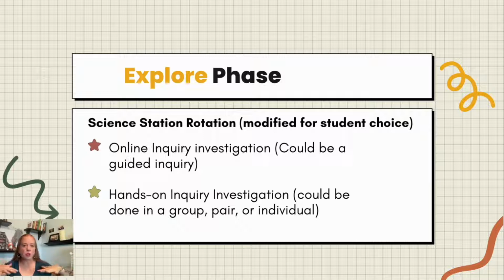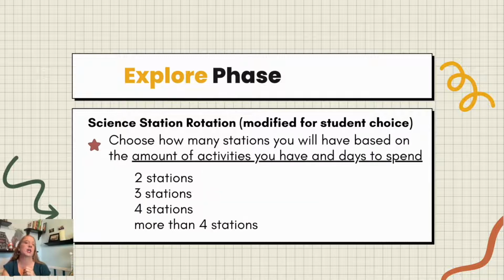You can go through all your stuff and choose as many stations as you have based on the amount of activities you have and the days you can spend on it. So perhaps you have 1 day, you might offer 2 stations. That way they choose between the 2 of them. If you have 2 days, you might offer 3 or 4 stations. Again, they can choose maybe 2 stations to work on or 3 to work on. So you always want to have usually a few more stations than there is time for.